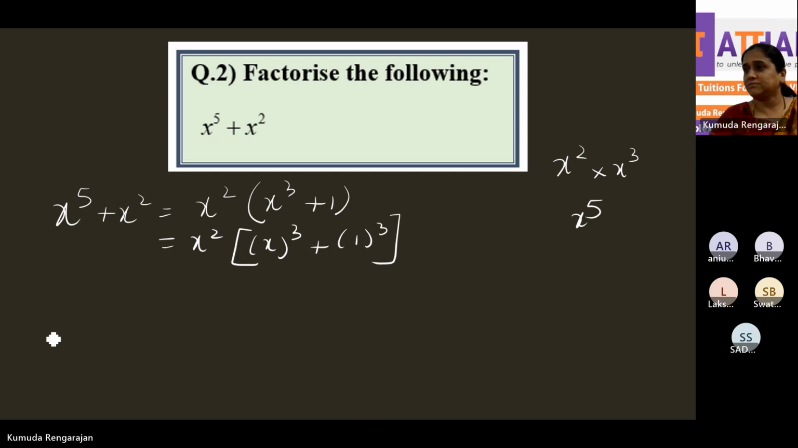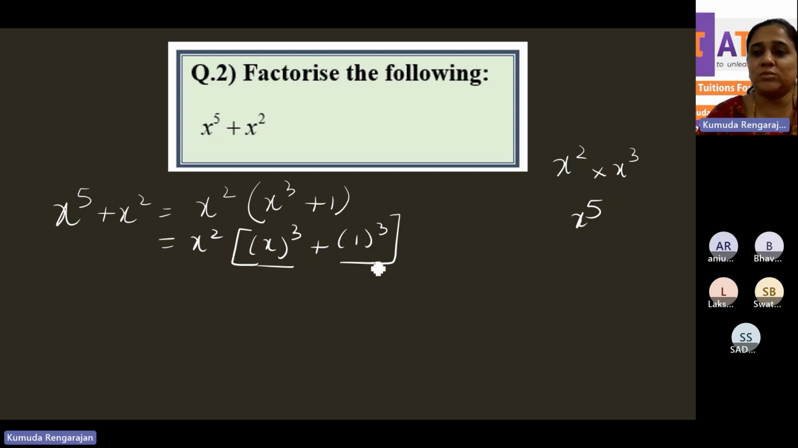Inside the bracket, x cubed is nothing but x the whole cubed, and 1 is nothing but 1 the whole cubed. So inside the bracket, you have an expression which looks like a cubed plus b cubed. What is a cubed plus b cubed? A plus b into a squared minus ab plus b squared. All right, so a cube plus b cube is equal to a plus b into a square minus ab plus b square, correct?